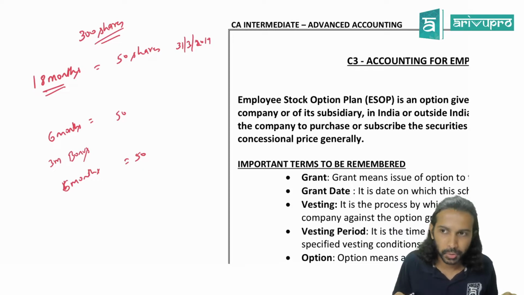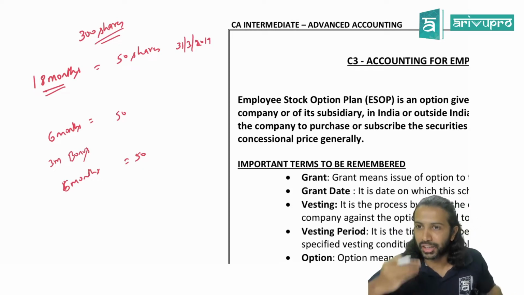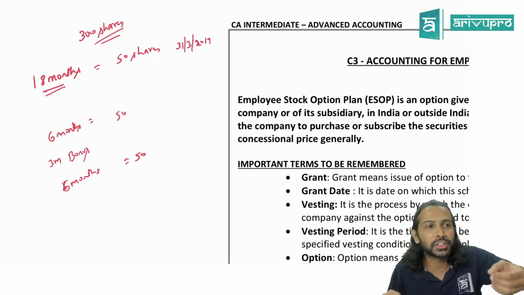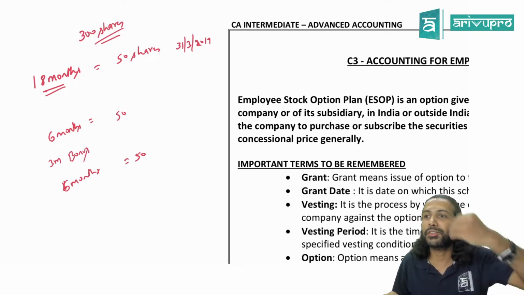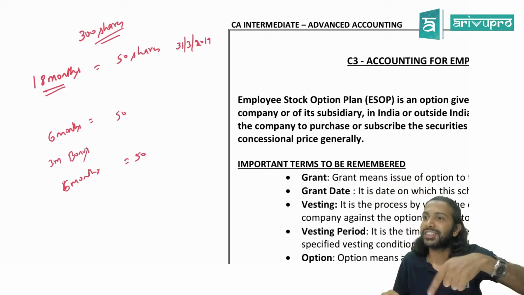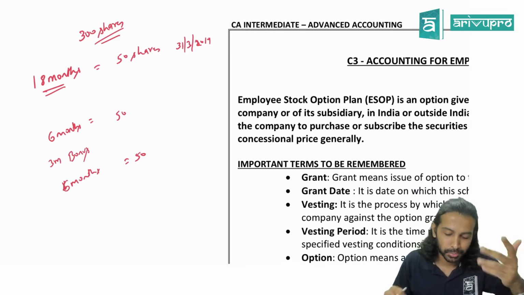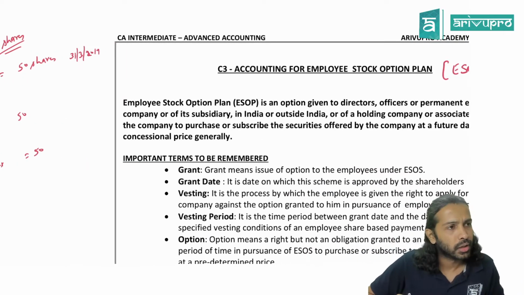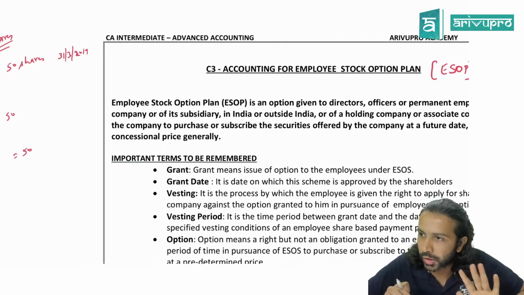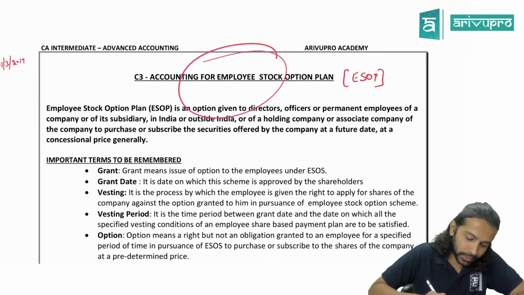Retention. Because ESOPs, you won't get it in one shot. It's always in installments. Stay for this many months, you'll get that many shares. Stay for this many months more, you'll get some more shares. Like this, they structure ESOPs generally. The main motto is to reward as well as to retain them. Got it?